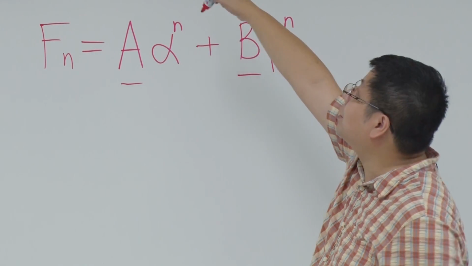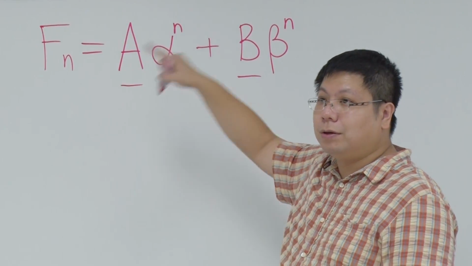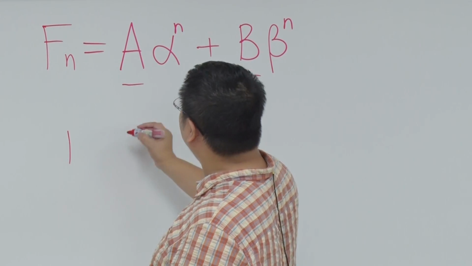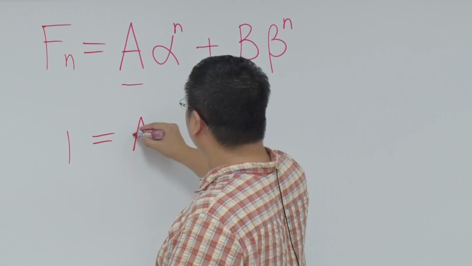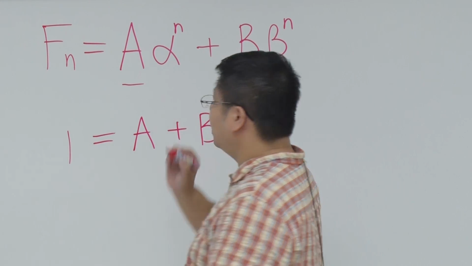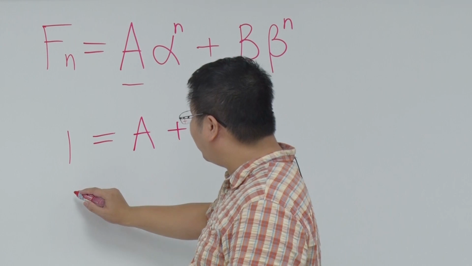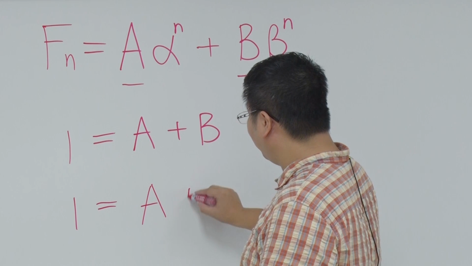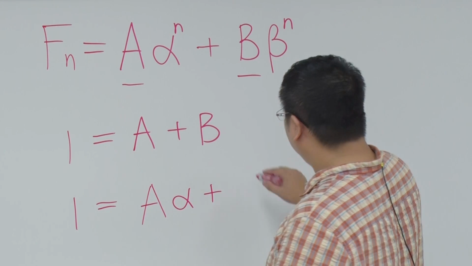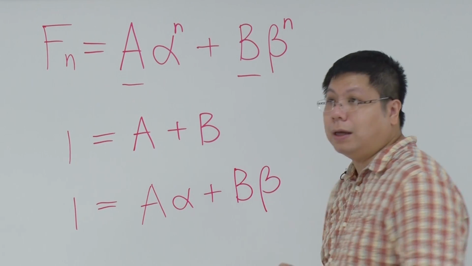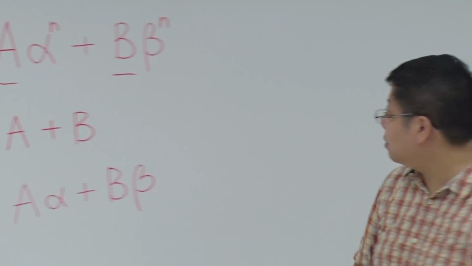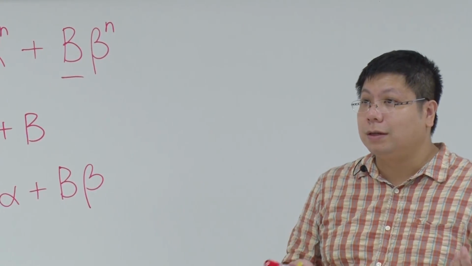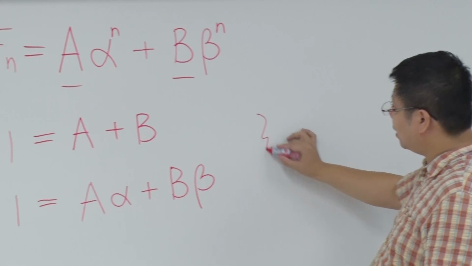Substitution. We have two boundary conditions. Check for the case where n is equal to 0, and check for the case where n is equal to 1. When n is equal to 0, the left-hand side is 1, so 1 is equal to a plus b. When n is equal to 1, we have 1 is equal to a times alpha plus b times beta. Is that okay? And then you have two equations, two unknowns, and then you can solve it.